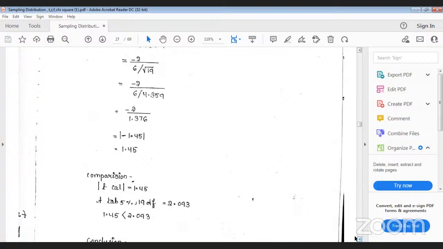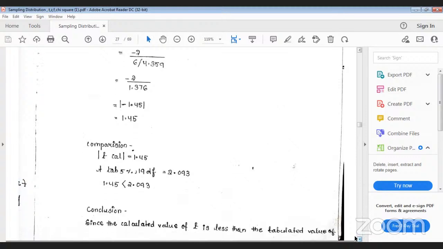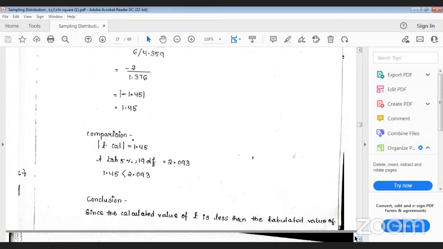Now you have to compare the calculated value and the tabulated value. The calculated value of t is 1.45, and the tabulated value at 5% level of significance with 19 degrees of freedom is 2.093. So the calculated value is less than the tabulated value.